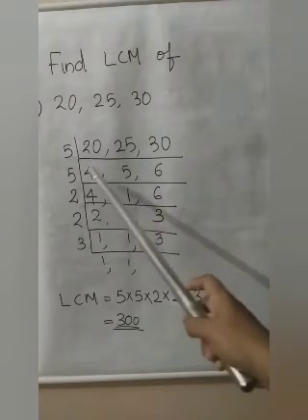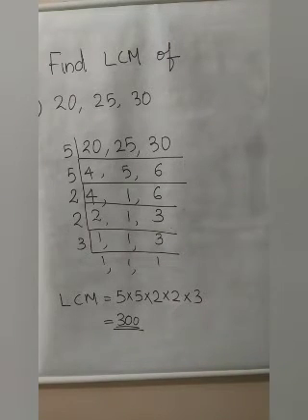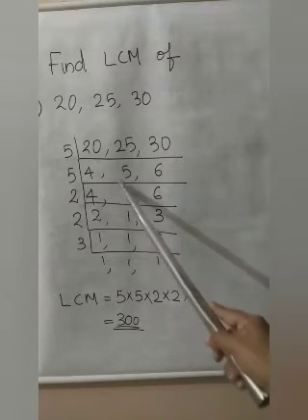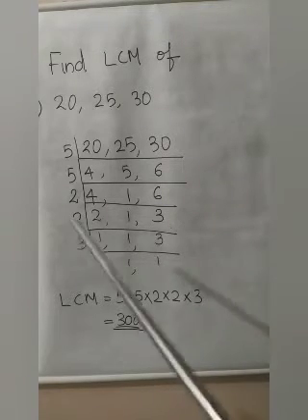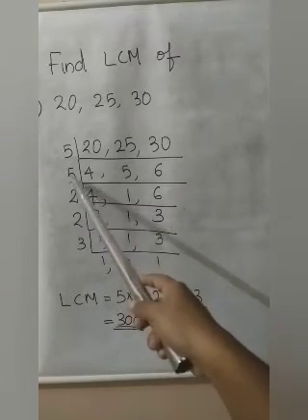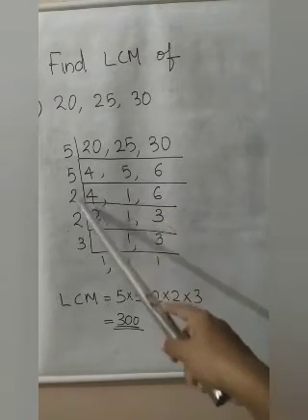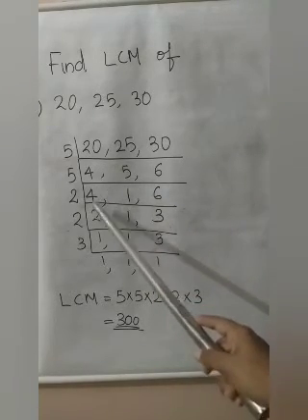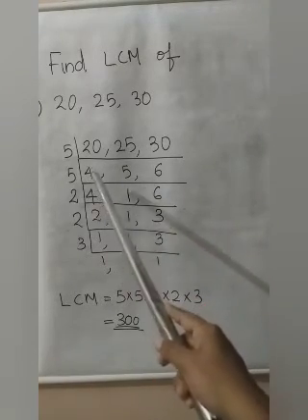So we got 4, 5, 6. Now these three numbers are not divisible by 5. Only 5 is divisible by what? 5. So make that 5 1. So first I divided with 5. 5 we cannot divide with 4, so I wrote the 4 same itself. No change for 4. Why? We cannot divide with 4.